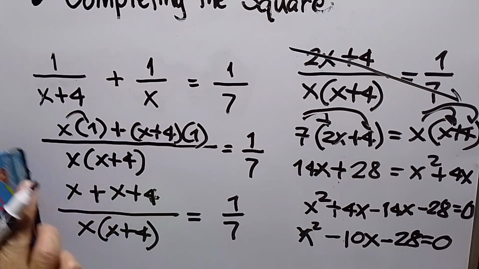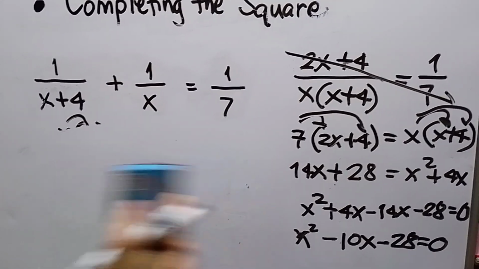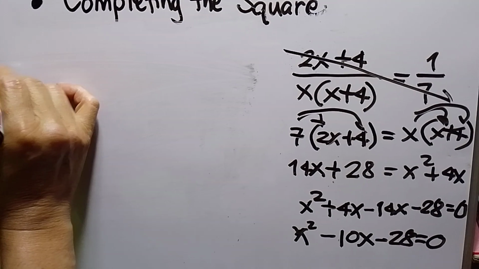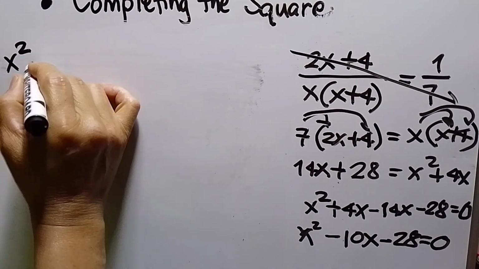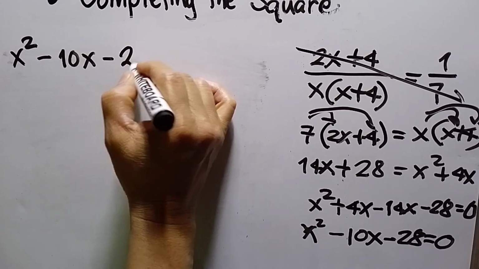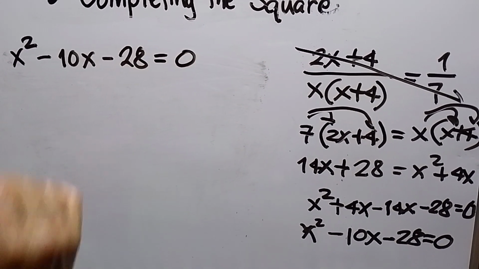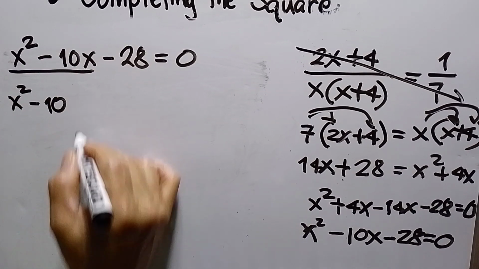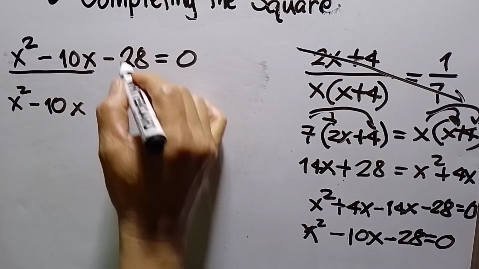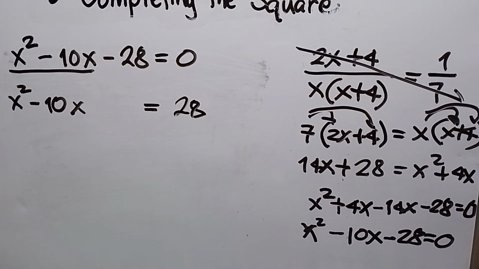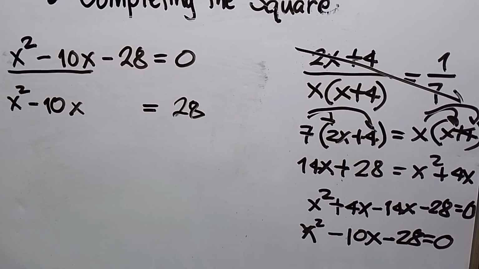So I come up with the standard form of quadratic equation. So this will be x squared minus 10x minus 28 is equal to 0. So need to copy this one, x squared minus 10x. Then this will be transposed, negative, because this is the constant. This is positive 28. So how to solve the equation using completing the square?